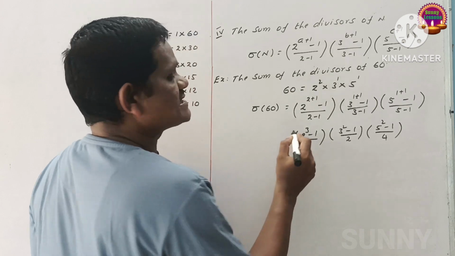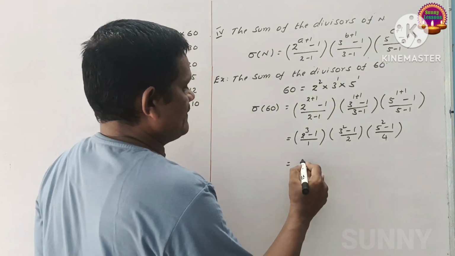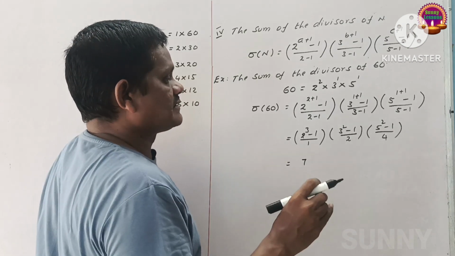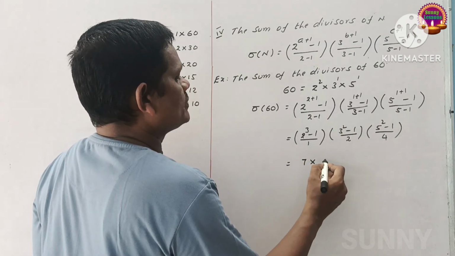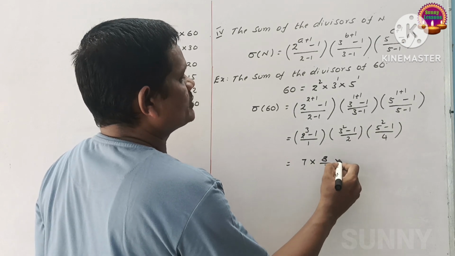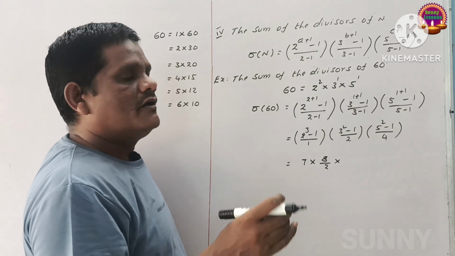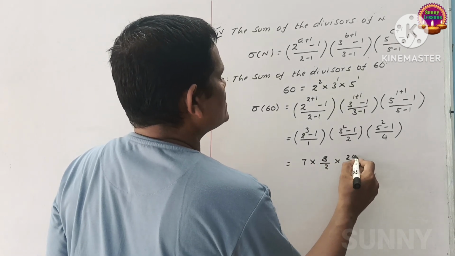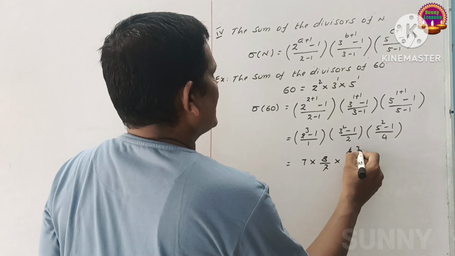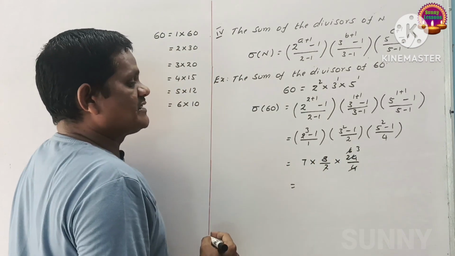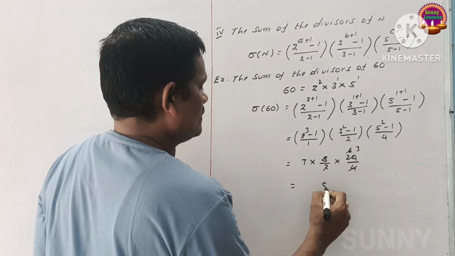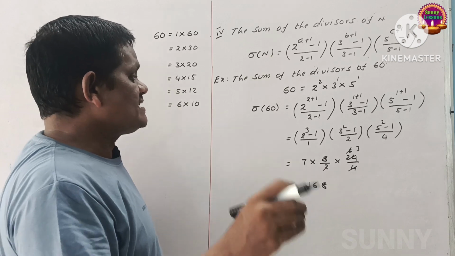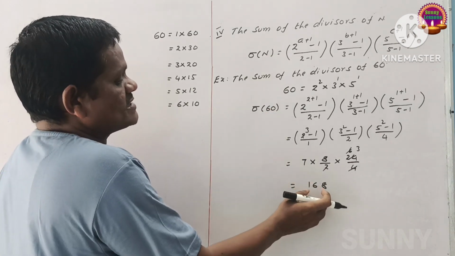Here 2 cube means 8, 8 minus 1 is 7. Here 3 square means 9, 9 minus 1 is 8, by 2. So 7 into 8 by 2 into 5 square means 25 minus 1, 24 by 4. Here 4 and 6 cancel, 2 and 3 cancel. 7 8s are 56, 56 3s are 168. So the sum of the divisors of 60 is 168.